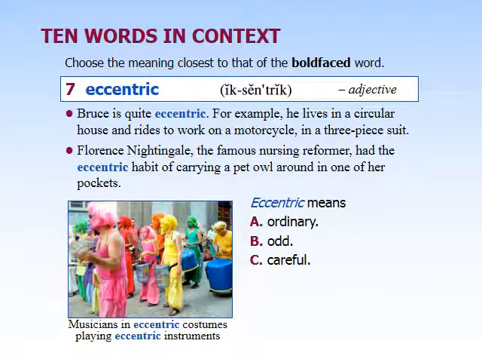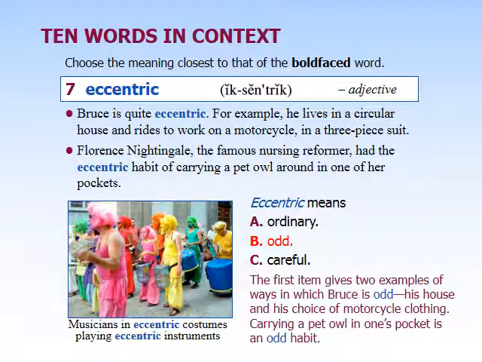Our next word here is eccentric, and this one is an adjective. Bruce is quite eccentric. For example, he lives in a circular house and rides to work on a motorcycle in a three-piece suit. Florence Nightingale, the famous nursing reformer, had the eccentric habit of carrying a pet owl around in one of her pockets. So what eccentric means is odd. And by odd, we mean strange.